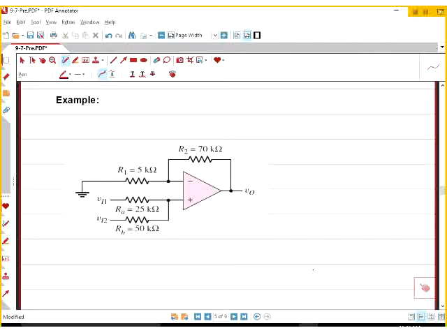Does anybody got a number for me? VO as a function of VI1 and VI2? And VI1? Sure. Anybody got the same answer?